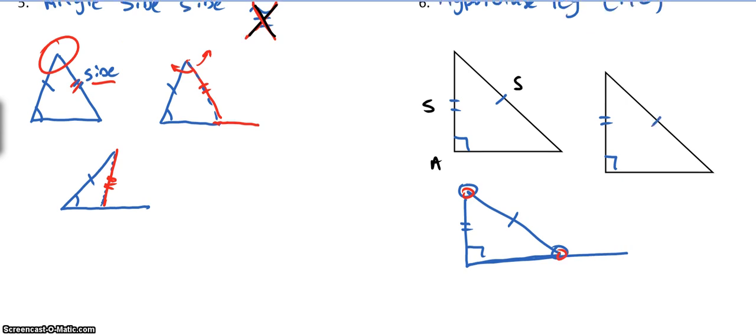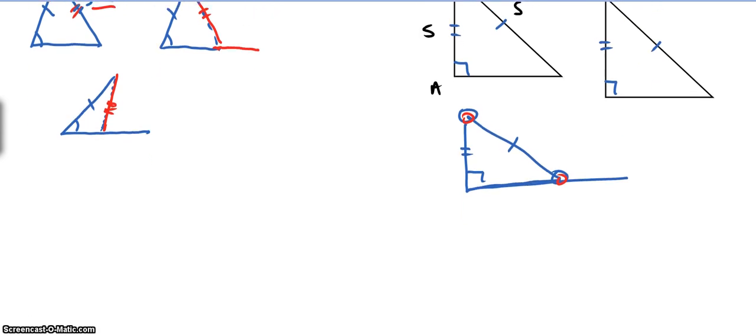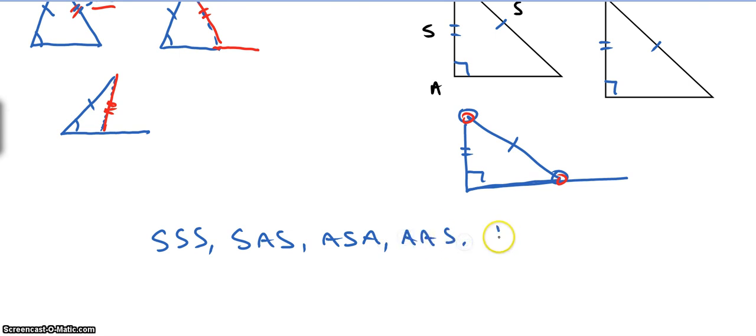Alright, so what we learned today is that we have 5 ways to prove triangles congruent. We have side, angle side, angle side, angle side, and HL theorem. Sometimes you might see HL written with a little r here for RHL, and all that r stands for is that right angle hypotenuse leg. You can put it or you don't have to.